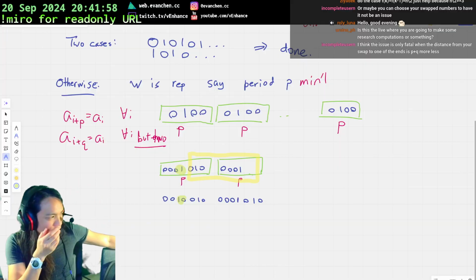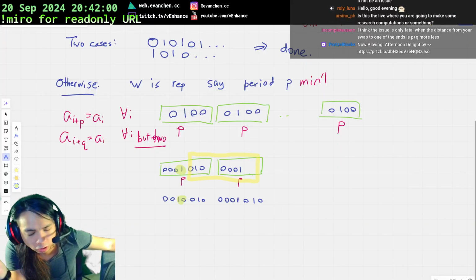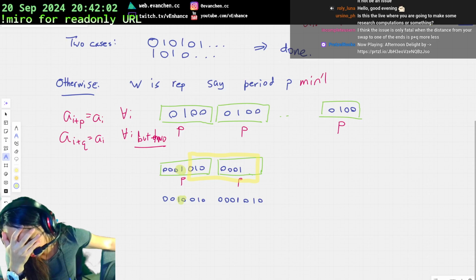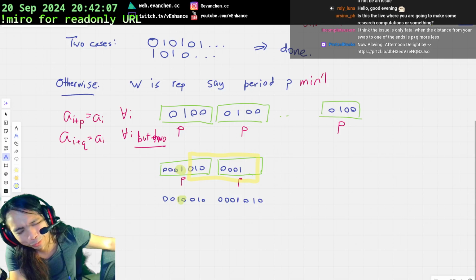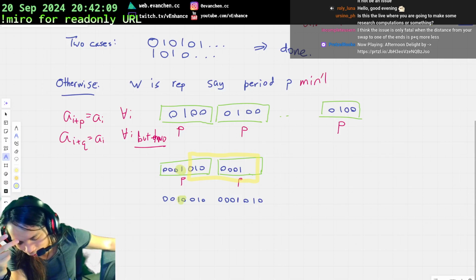We swapped to one of the ends... Yes, I agree that if you have enough space, you're fine. So I'm just trying to decide, is there a way around this? Or alternatively, if you know the word is n/2, is there something special you can do? I'm not sure.